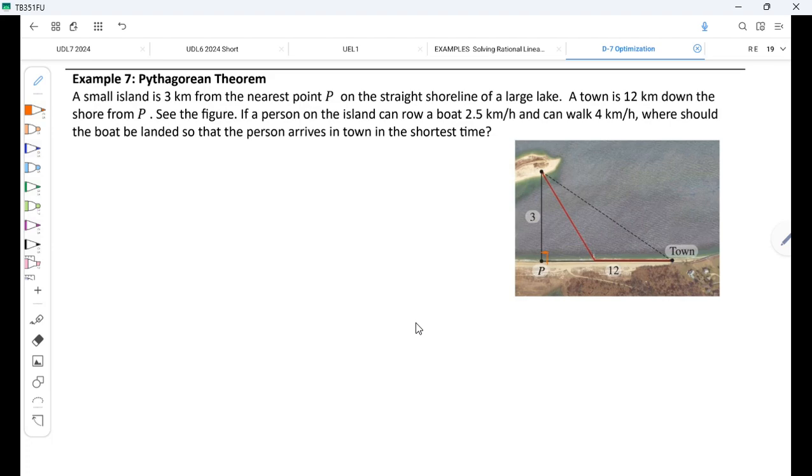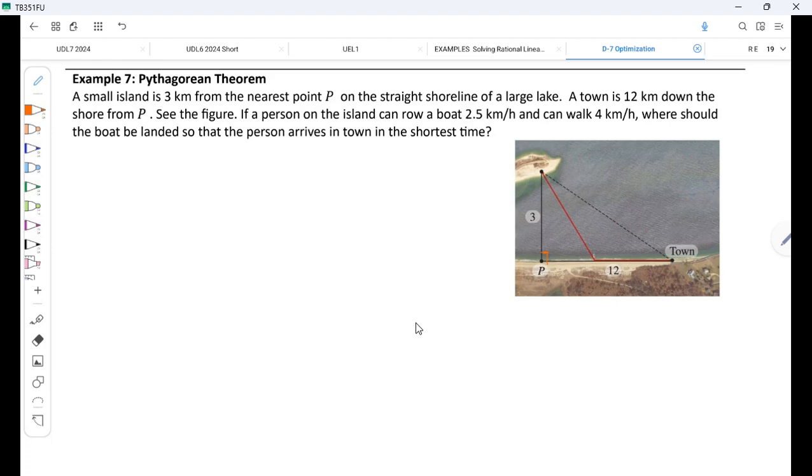A town is 12 kilometers down the shore from P. If a person on the island can row a boat at 2.5 kilometers an hour and can walk at 4 kilometers an hour, where should the boat be landed so that a person arrives in town at the shortest time? There's a couple variants of this problem. I think this is the harder one, so you guys have a little bit of an easier one to do in the work, but it is different.